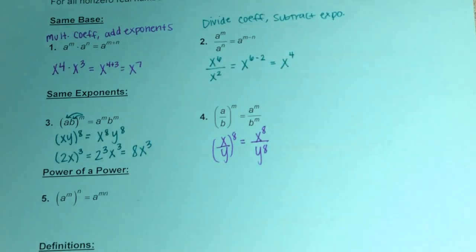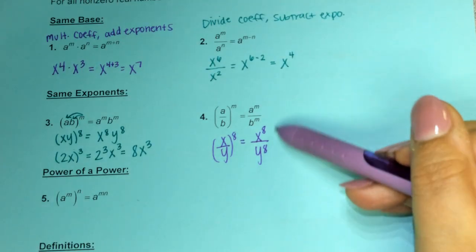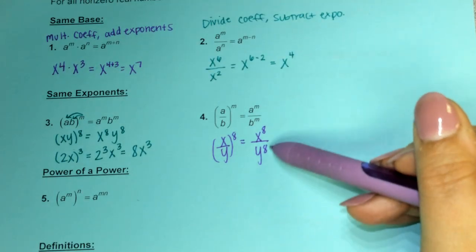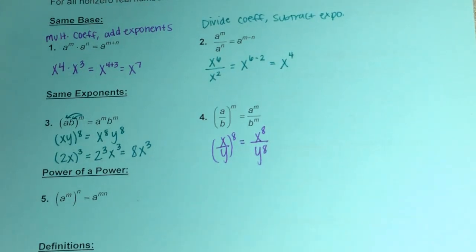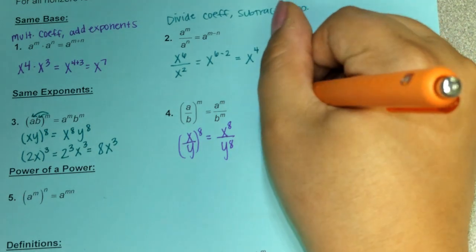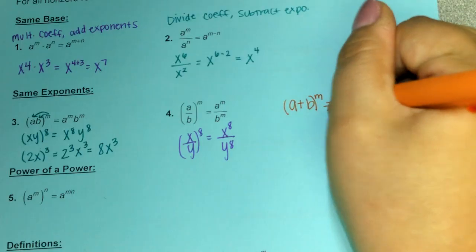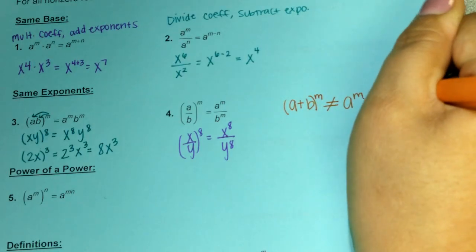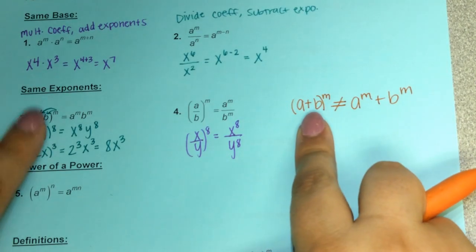Can I cross these out? Can I subtract these exponents? No. Why not? They are not the same base. They have to be the same base for you to cross them out. A little caveat I want you to write down off to the side over here. A plus b to the m is not a to the m plus b to the m. Why not? You have to FOIL.